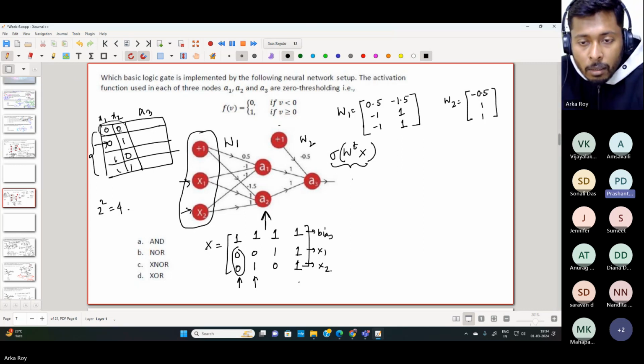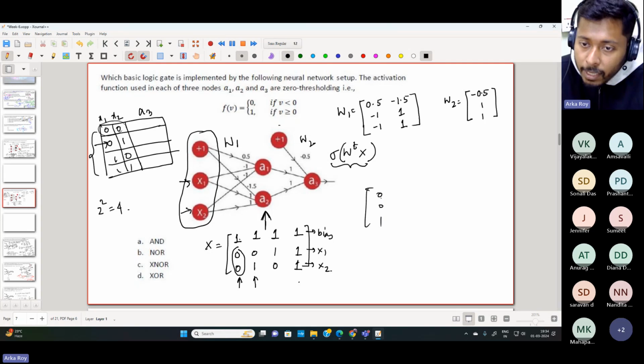Then we can even write this vertically also, like the bias in the first column. Yes, that you can write. Even you can write it like this, for example, 0 0 1. If you are writing 0 0 1 in the case of X, that means the bias is at the last part.